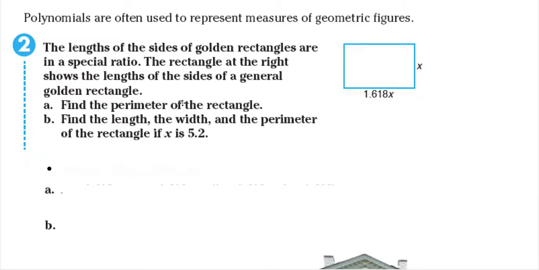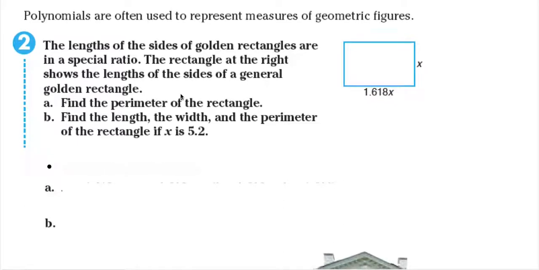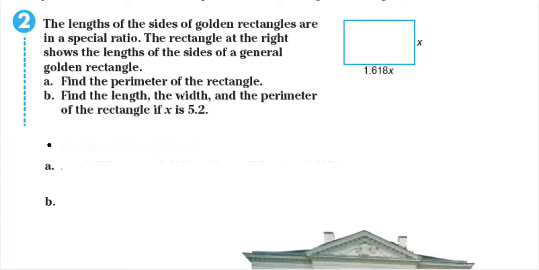The lengths of the sides of golden rectangles is what we call a special ratio. The rectangle at the right shows the lengths of the sides of a general golden rectangle. So if you have a general golden rectangle, the width is x and the length is 1.618x. We want to find the perimeter of our golden rectangle.